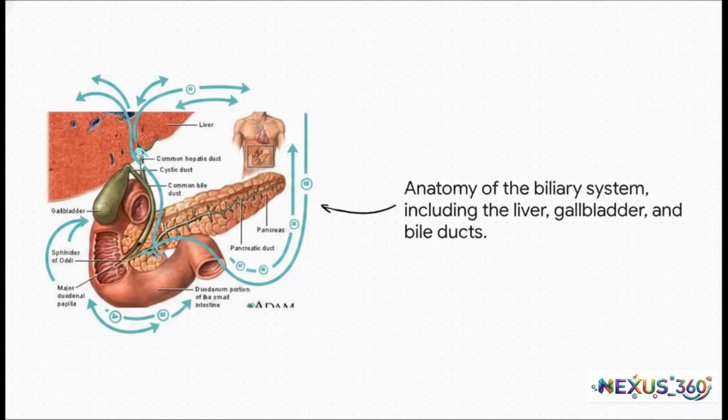Now, to really get what's going on, you've got to know the lay of the land. So here's a quick look at the anatomy. The liver is the factory that makes the bile. The gallbladder is the storage tank. It holds onto the bile and concentrates it. Then when you eat, especially fatty foods, it squeezes that bile out through the ducts and into your intestine to help with digestion. It's right there in that storage tank, the gallbladder, where things usually go wrong.